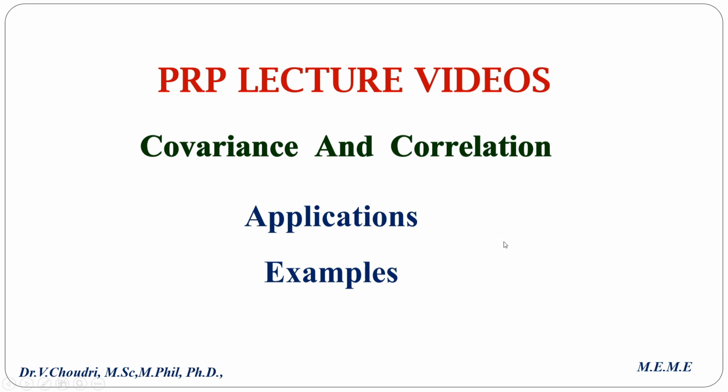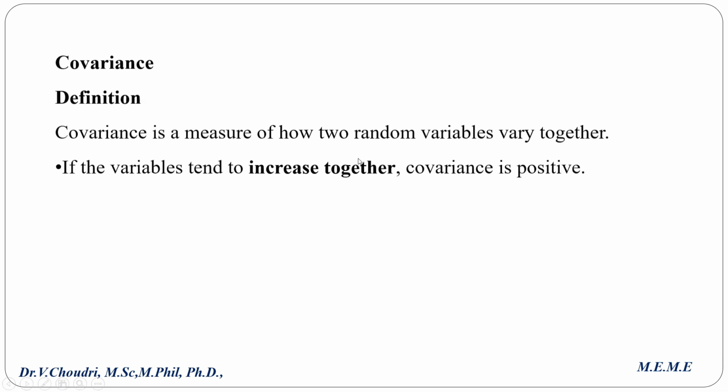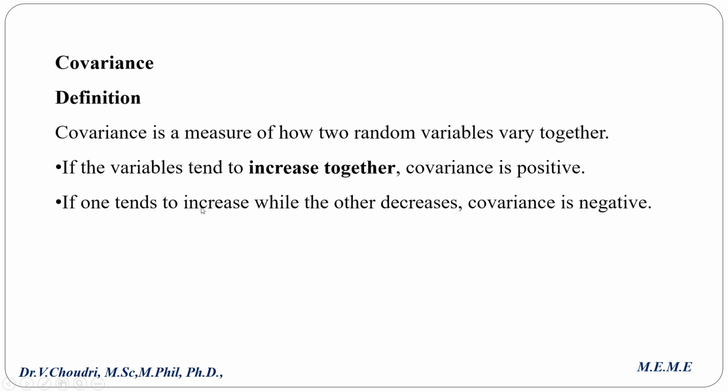See one by one. Covariance definition: covariance is a measure of how two random variables vary together. If the variables tend to increase together, covariance is positive. If one tends to increase while the other decreases, covariance is negative. If both are not related, covariance is zero.